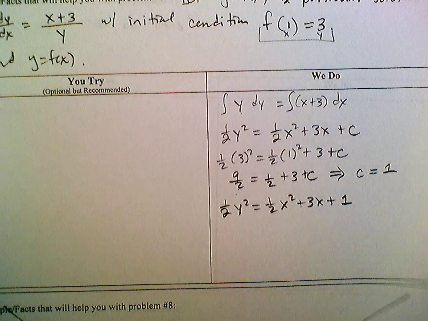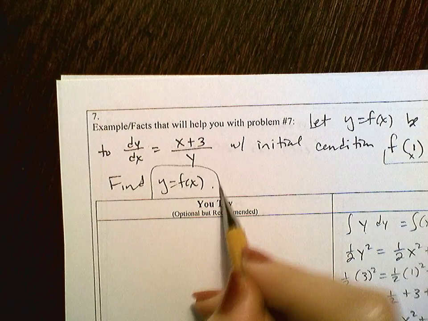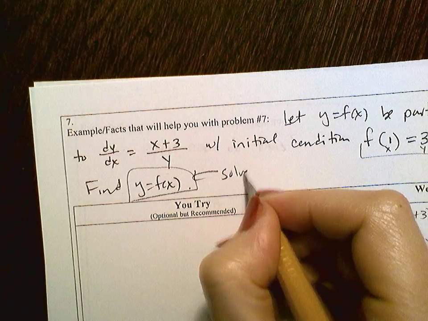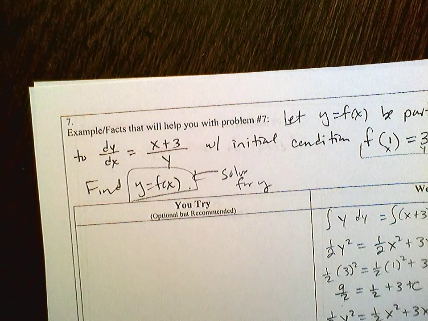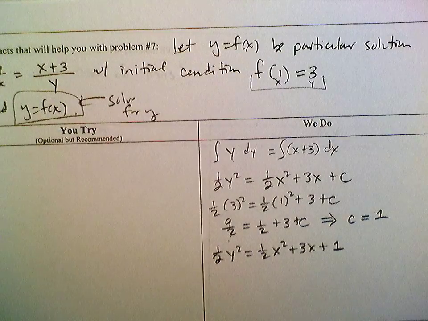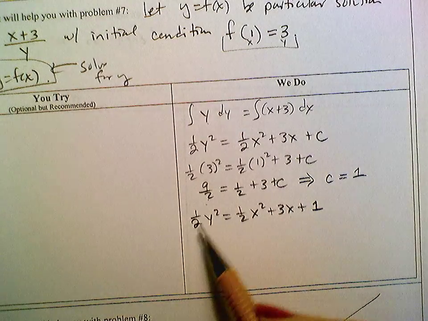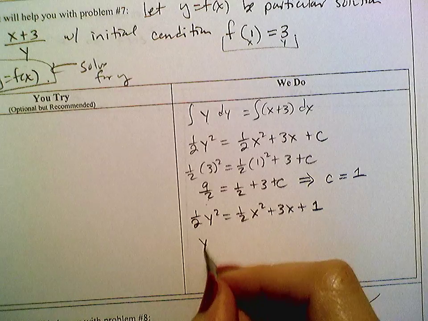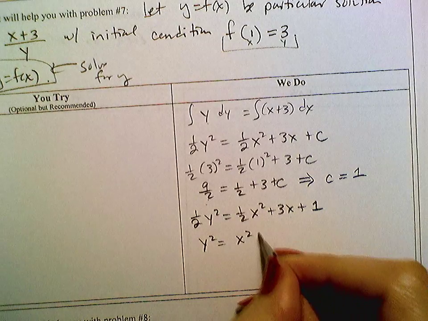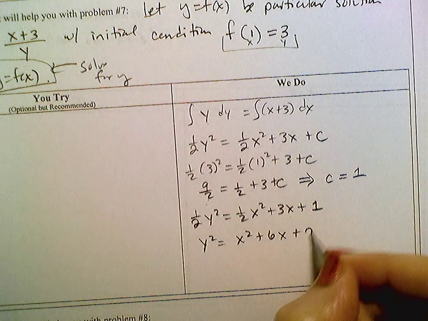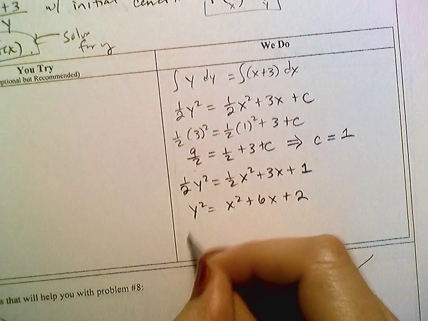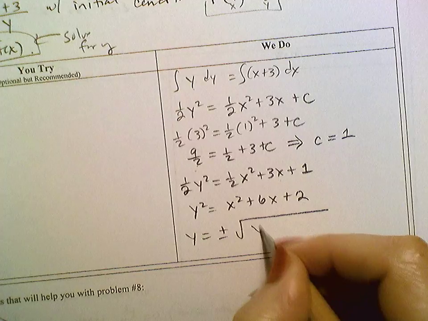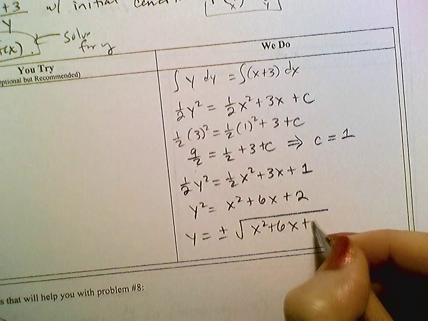And then we've got to solve for y because, guys, here they say find y equals f of x. This means they want us to solve for y, or express y as a function of x. So I'm going to multiply both sides of this equation by 2. So this is y squared equals x squared plus 6x plus 2. And then y is equal to plus or minus the radical of x squared plus 6x plus 2.